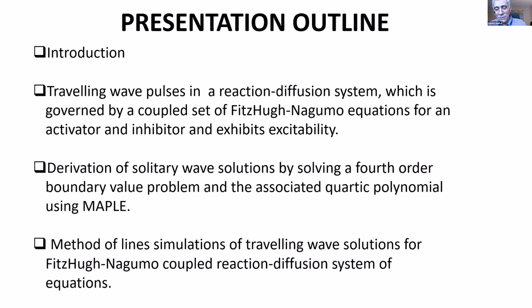The derivation of the solitary waves is obtained using Maple. It is based on solving a fourth order boundary value problem, and to solve that, we need to solve a quartic polynomial. As well, we need an identity that was developed recently, which makes the solution easier with Maple. Once we have the solution, we try simulations using the method of lines, using the solution as an incipient wave. We let it propagate in the axon of the neuron fiber, and we look at the interaction of the solitary waves.